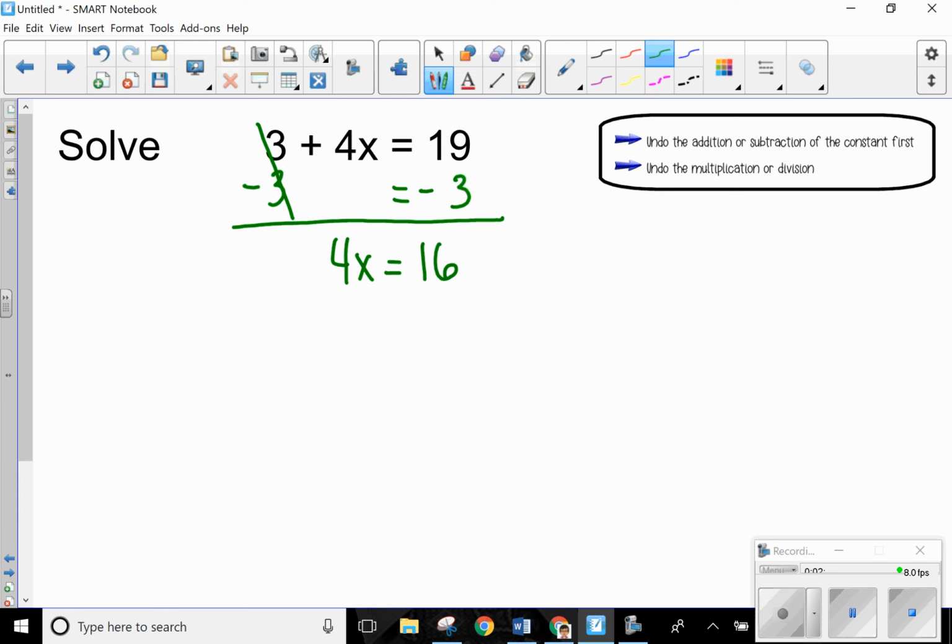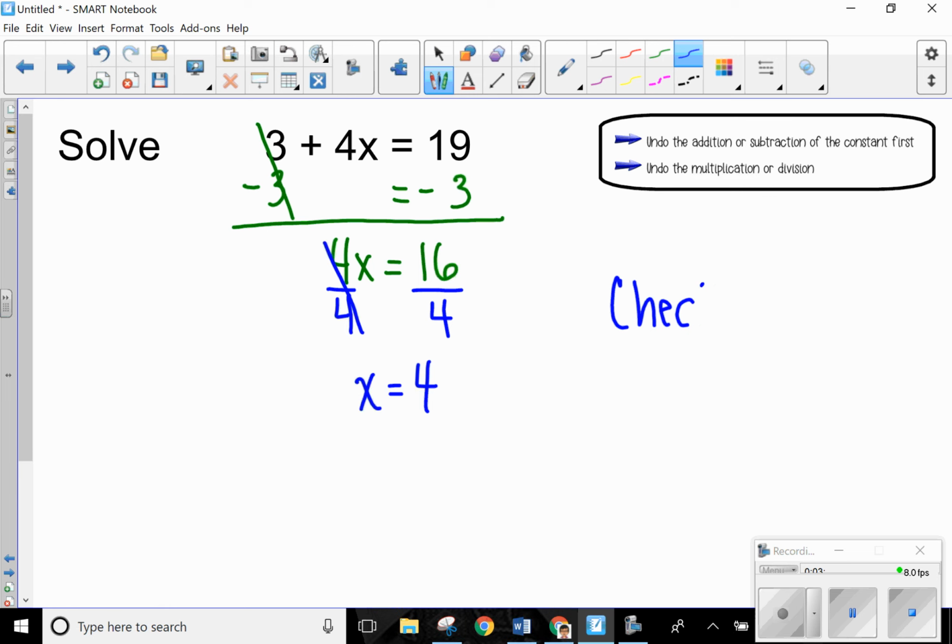So now I'm left with a one-step equation of 4x equals 16, and to undo the multiplication of 4, I'm going to divide by 4 on both sides of the equation. 4 divided by 4 is 1, so I'm left with x. 16 divided by 4 is 4.